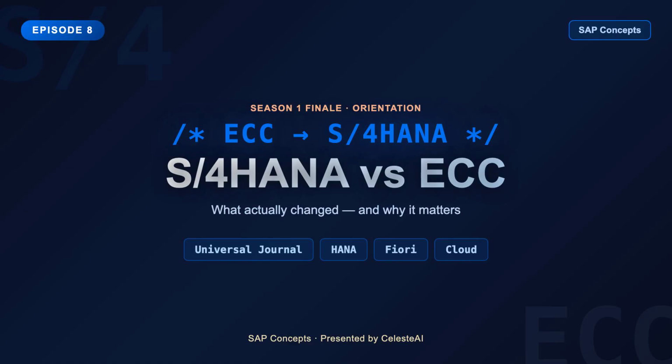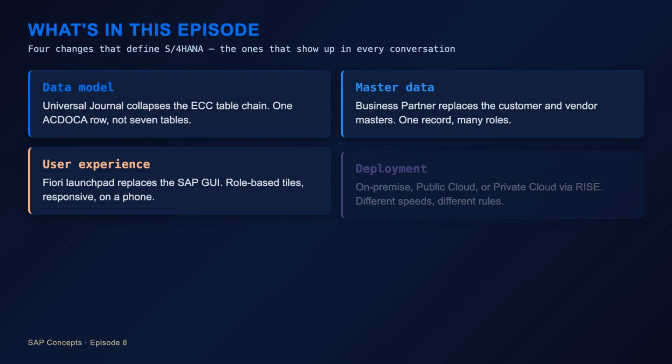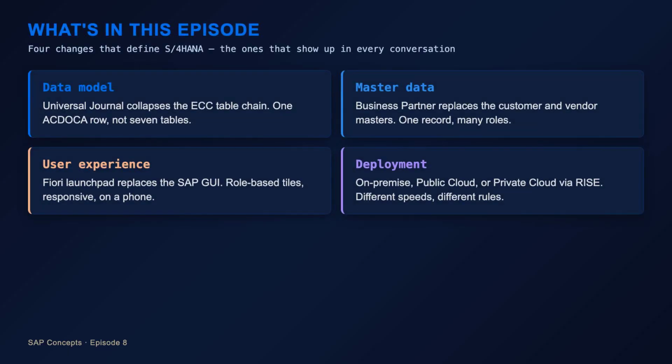SAP S/4 HANA versus ECC. What actually changed, and why it matters for anyone working with SAP today. Four changes: data model, master data, user experience, and deployment. These are the ones that show up in every migration conversation.